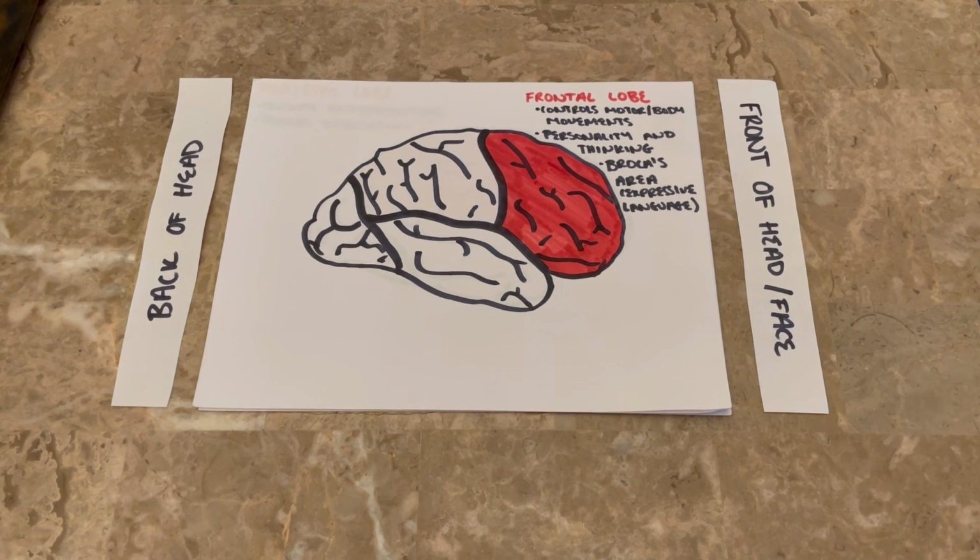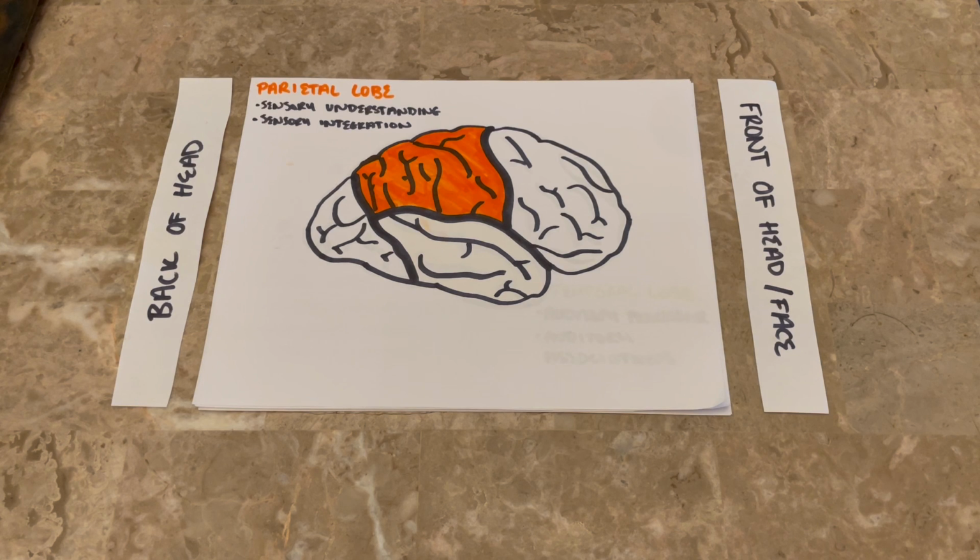So highlighted here in pink is our frontal lobe, and this controls our motor and body movements. Also holds a lot of our personality and our executive thinking and functioning. It also holds our Broca's area, which is in control of our expressive language.